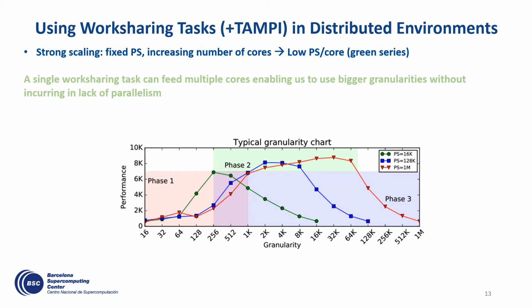When doing strong scaling experiments, there is a fixed problem size while the number of cores keeps increasing. As a result, we may end up in a scenario like the one in the green series. The problem size is so small that we cannot set an optimal granularity. Using work-sharing tasks, a single task can fit multiple cores. Thus, we can set coarser granularities without incurring lack of parallelism, enabling us to reach peak performance. So, the use of work-sharing tasks enables us to mitigate task granularity issues.